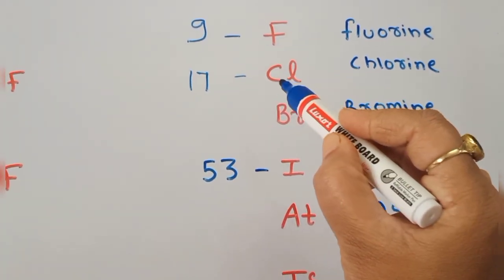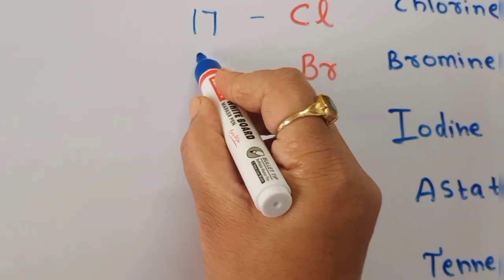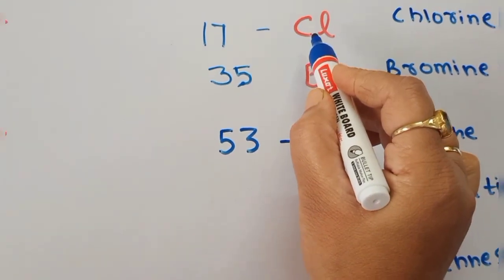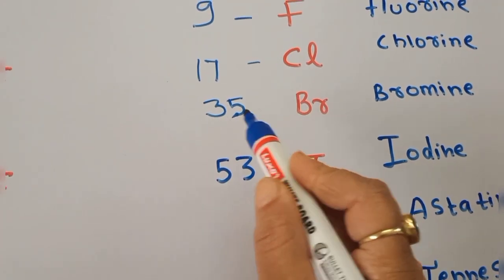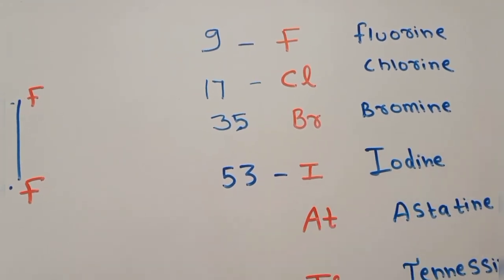As we know, the atomic mass of chlorine is 35. Just put that as the atomic number of bromine, and then reverse it: 5 goes in front, 3 at the back. So the atomic number of iodine is 53.